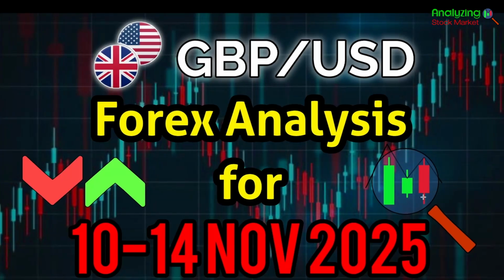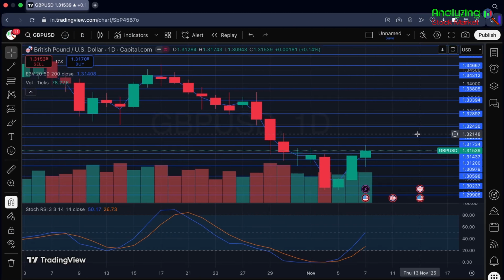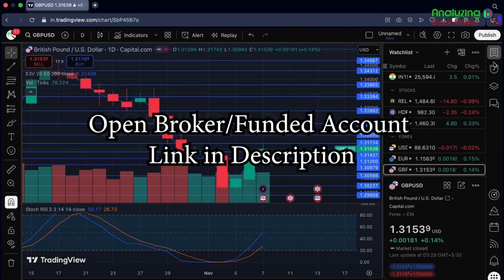So today we'll be talking about the GBP USD pair and we'll do the Forex analysis for 10th to 14th November 2025. So let's go straight to our chart. First, let's see what happened in GBP USD on Friday. As we can see, a 0.14% positive move, and 1.31539 was the closing on Friday.